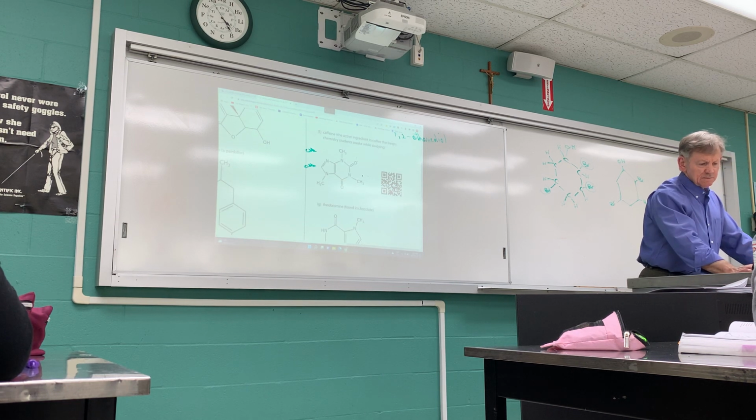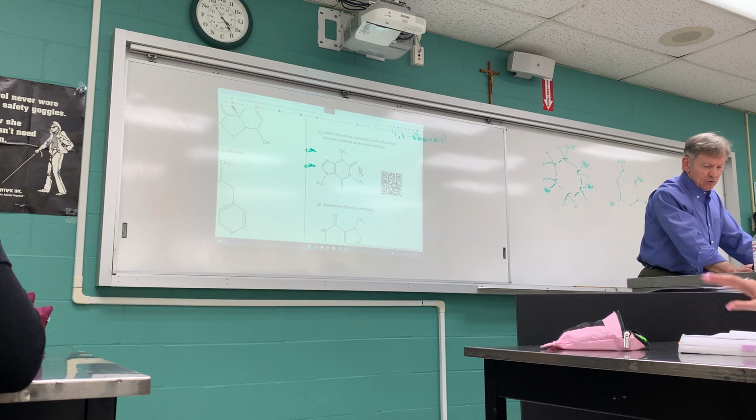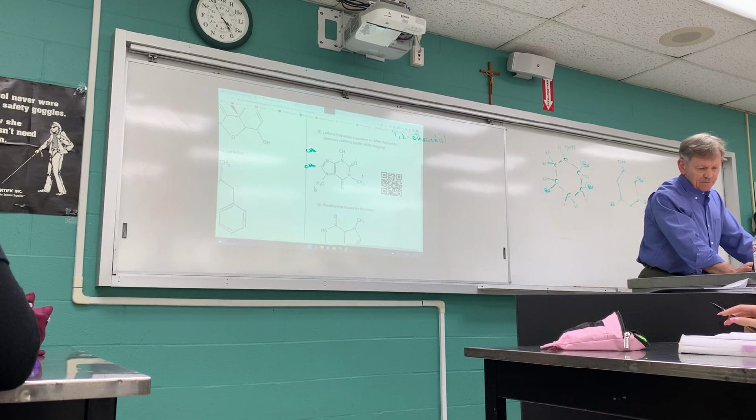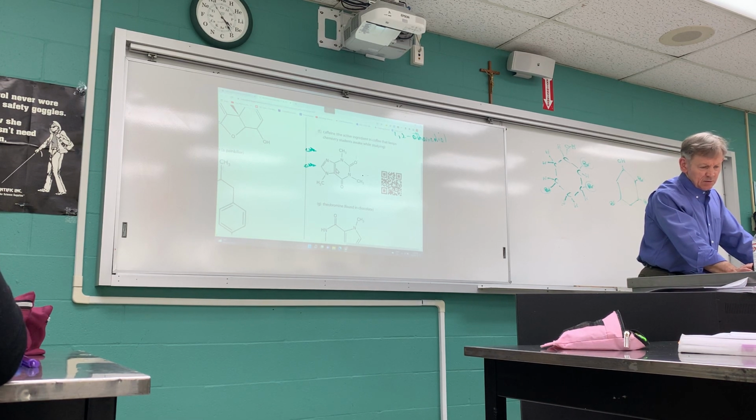This one's caffeine. Notice we've got nitrogens in both rings. This portion and that portion are amides. That is also an amide. This portion of it is just an amine. We've got a double bond there, we've got a double bond there.